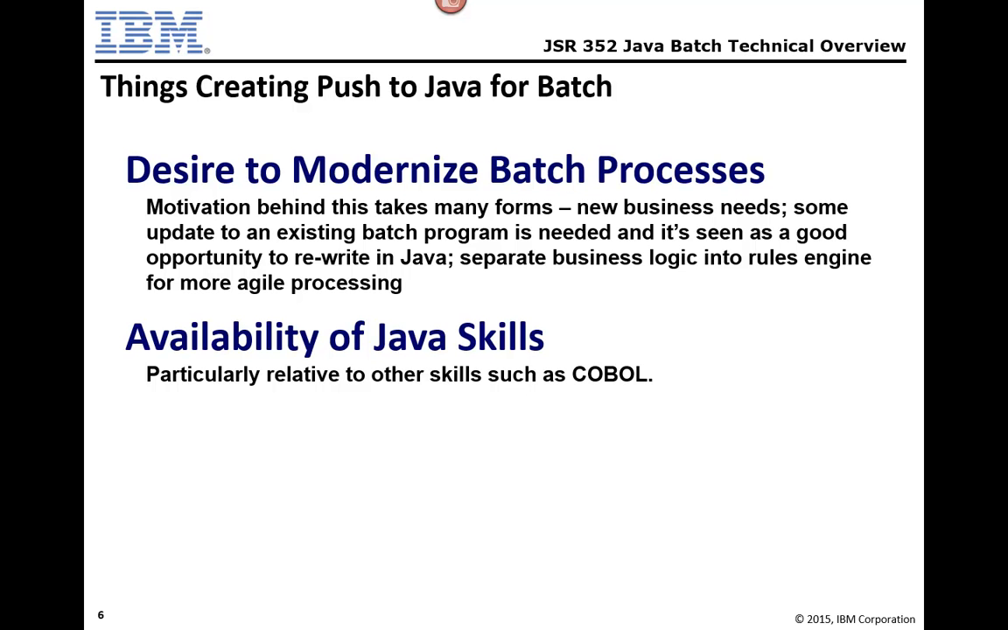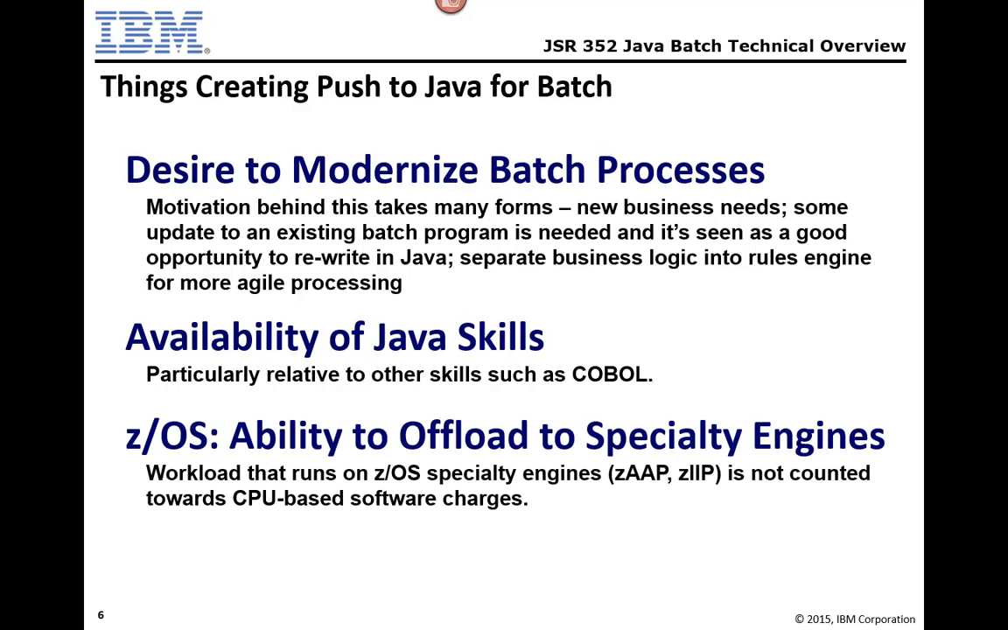The second thing is based on the availability of programming skills. Java programming skills are relatively common, while COBOL skills are becoming less common. Java is seen as a language of the future, so naturally Java will be considered for any batch modernization projects. The final thing is related to mainframe z/OS batch processing. On the mainframe, processors known as specialty engines are used to offload certain types of work. Specialty engines provide a financial incentive to use Java on the mainframe. Therefore, another motivation to use Java for batch processing is to move from COBOL to Java on the mainframe as a way to reduce general processor usage.